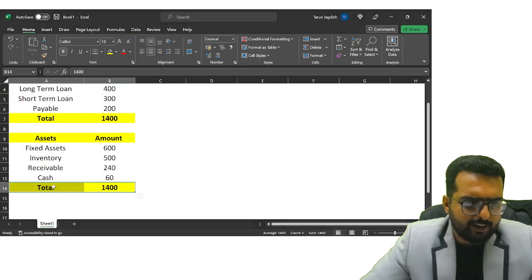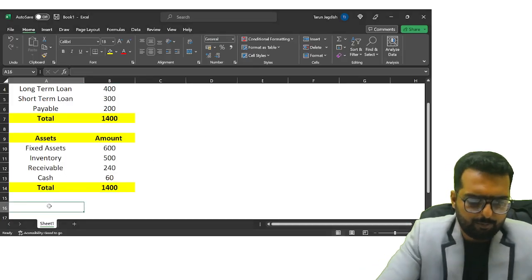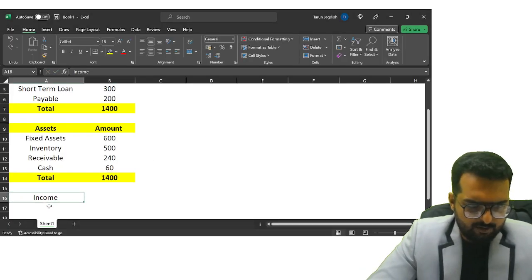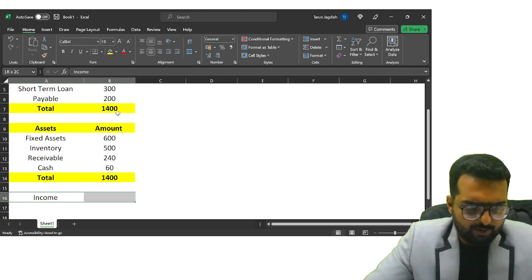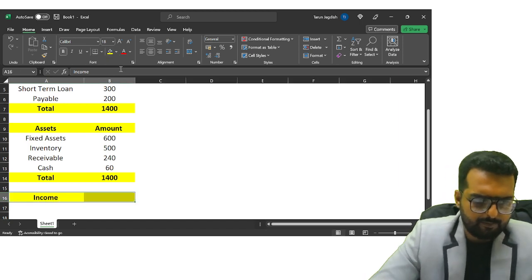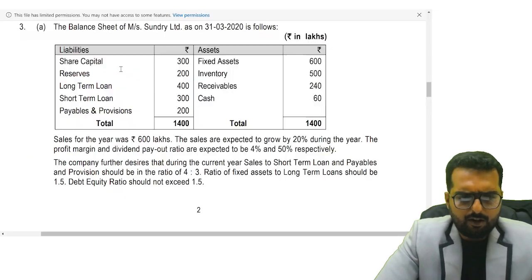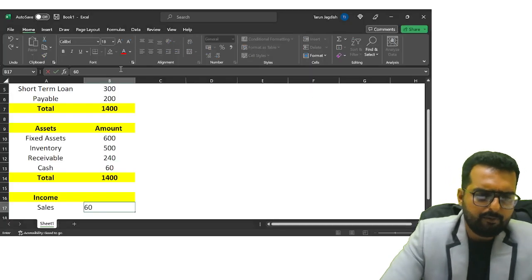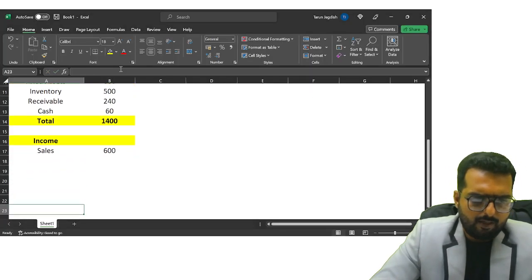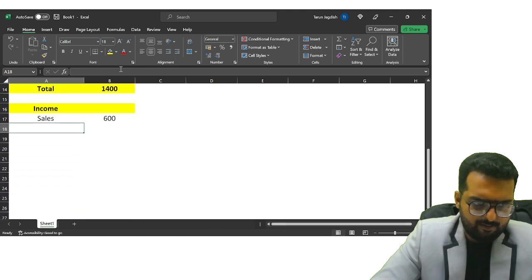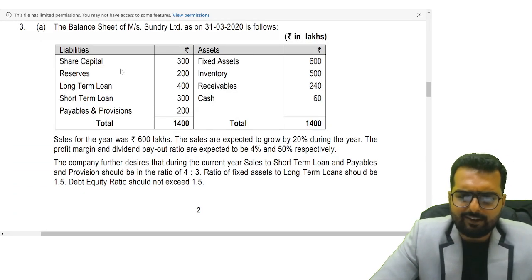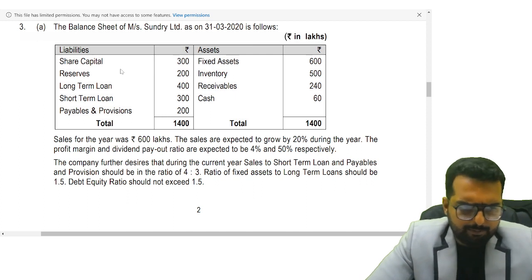Sales for the year is 600 lakhs. So now they have given the income. I'll copy down the income also, in the same manner how we are doing so far. Okay. Sales will be 600. Alright, then you have sales are expected to grow by 20%. Okay, we'll keep that pending.